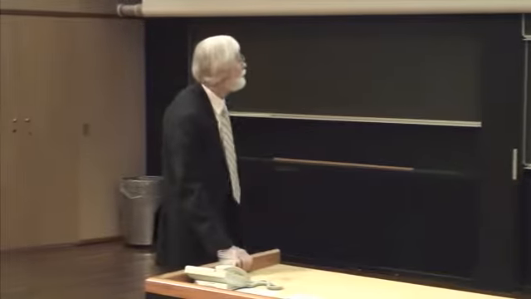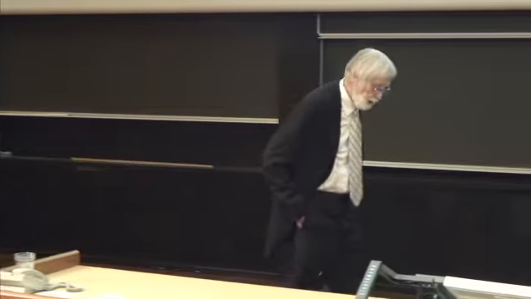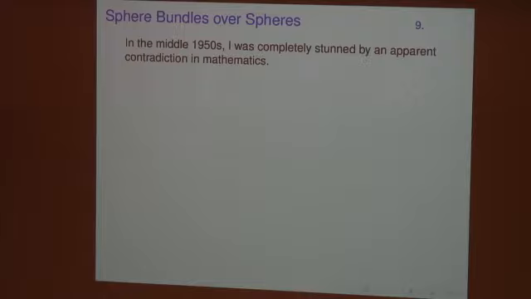So at this point, I want to go to a more personal history. In the middle 1950s, I was completely stunned when I found what seemed to be a contradiction in mathematics. I was looking at particular examples, namely three-sphere bundles over the four-sphere. These are objects which are very well understood, classified. They're smooth manifolds. You can write out explicit formulas for each one, covered by two coordinate neighborhoods with very explicit smooth coordinate changes.